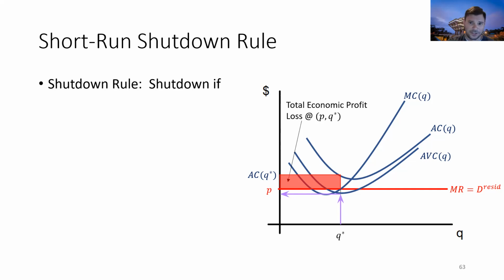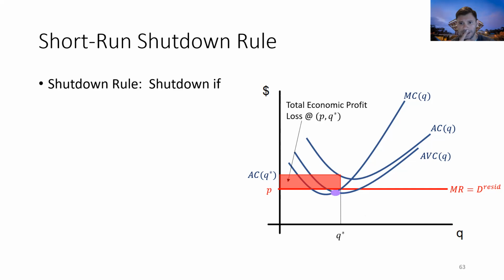In fact, there's a special point where we would shut down, and that point happens to be at the very bottom of the AVC curve. The actual shutdown point here is at the very bottom of the AVC curve. That's where we would actually want to shut down. If the price ever dropped below that, then we would want to shut down.